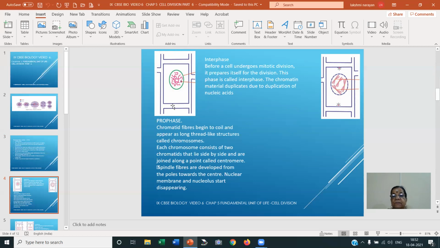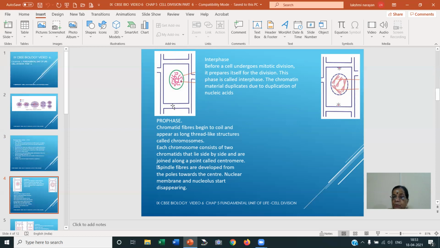In interphase, before a cell undergoes mitotic division, it prepares itself for the division. This phase is called interphase. Now the chromatin material duplicates due to duplication of nucleic acid. At this stage only the nucleus is taking part. And as I said earlier, the division of the nucleus is called karyokinesis.